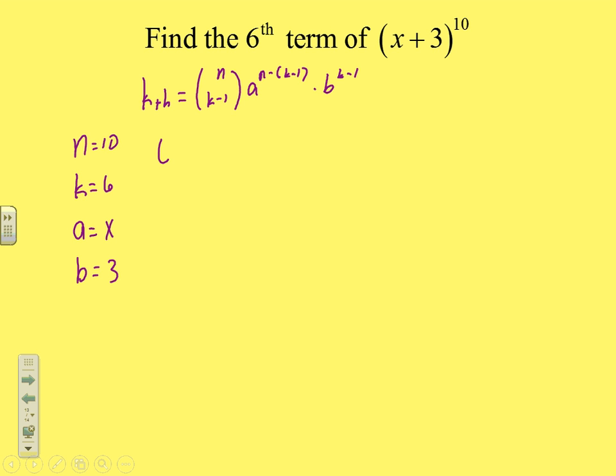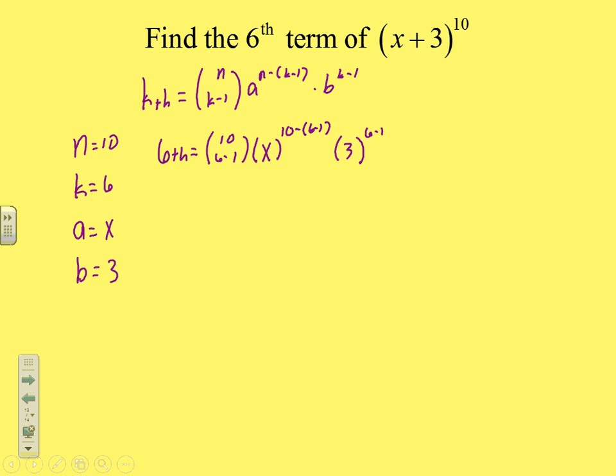So what we're looking for is the 6th term, and we're going to say a combination of 10, and k minus 1 would be 6 minus 1. So here we'd say 10 choose 6 minus 1, times x to the 10 minus (6 minus 1) power, times, in this case, 3 to the 6 minus 1 power.